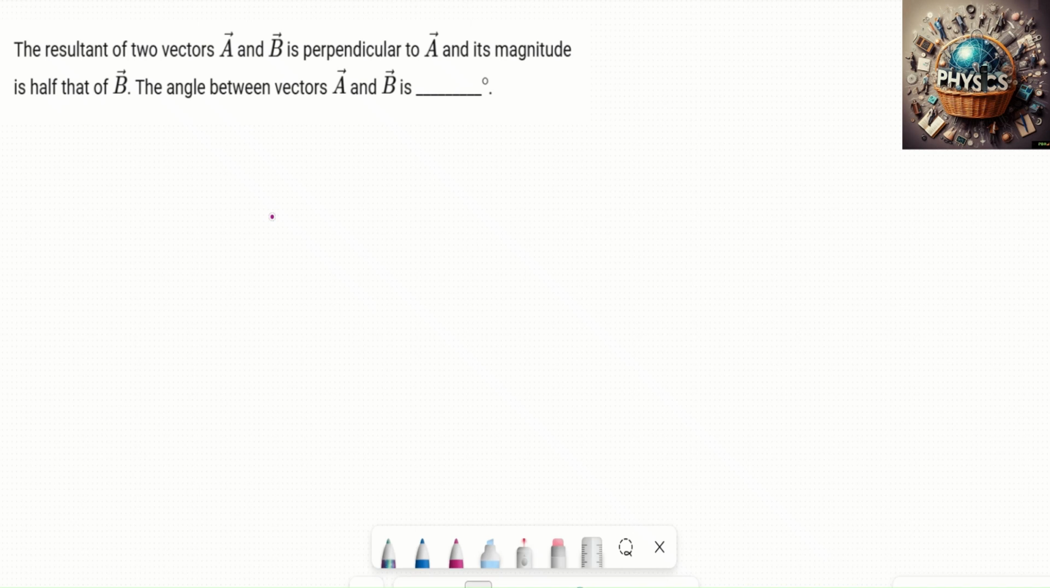Okay, so this is the next question that we have. It says that the resultant of two vectors A and B is perpendicular to A, and its magnitude is half of that of B. So we need to find the angle between the vectors A and B. So let us try it through. Let this be R, the resultant, which is perpendicular to A. So this is A, this is B.